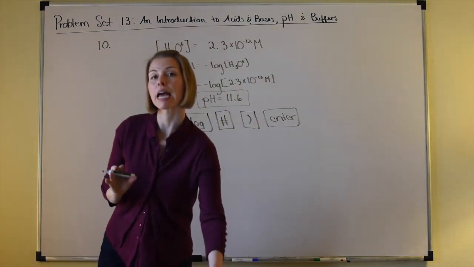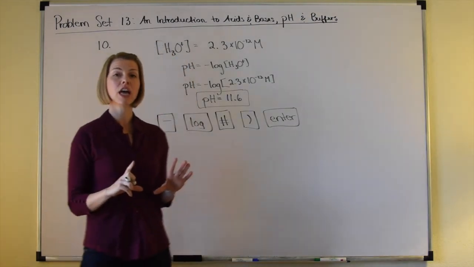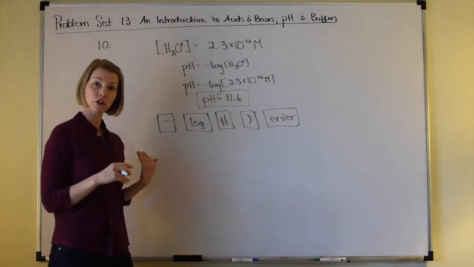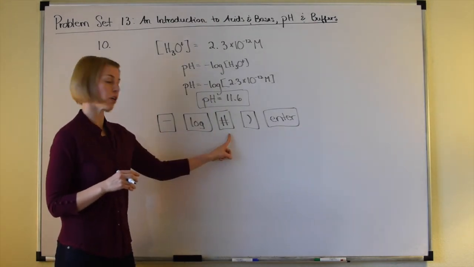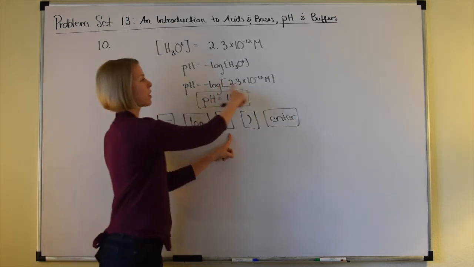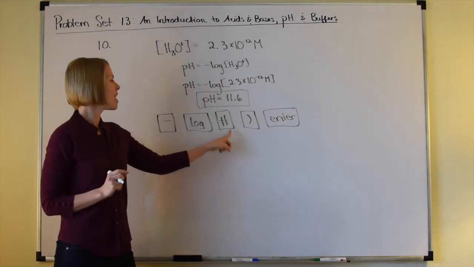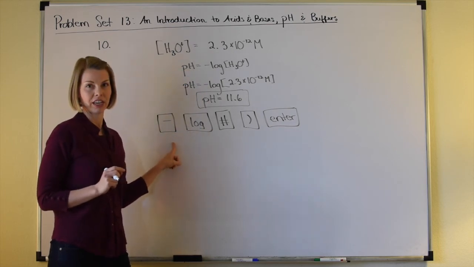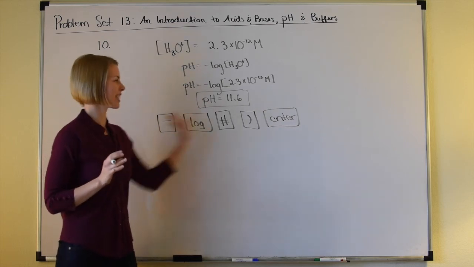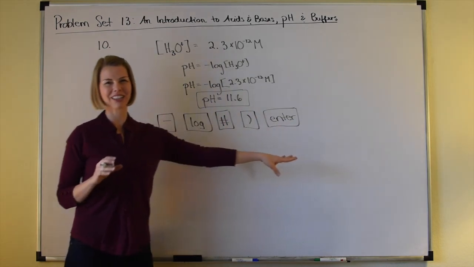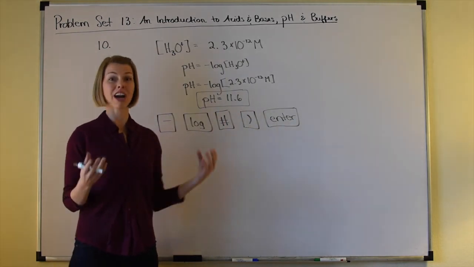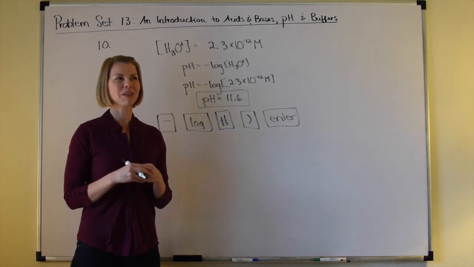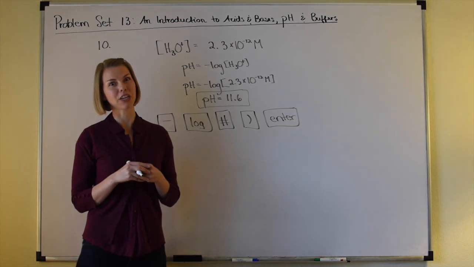Now, if you have a more simplistic calculator, then it's very likely that you'll need to punch this in the reverse order. So you'll put in your number, so that would be the 2.3 times 10 to the negative 12. Then you'll hit log, and then you'll hit the negative. Okay, so if you're doing it this way and it's not working and you're not getting the right answer or you're getting an error or something, try the reverse order and see if that works on your calculator. If that fails, you probably need to go and find your manual.